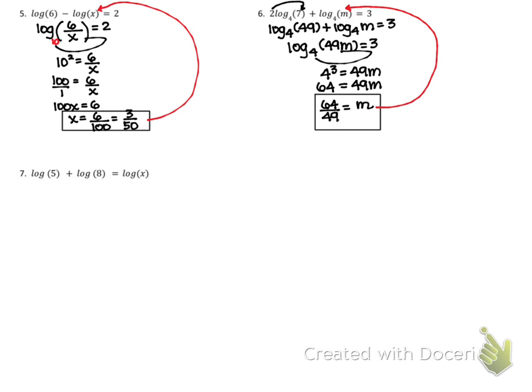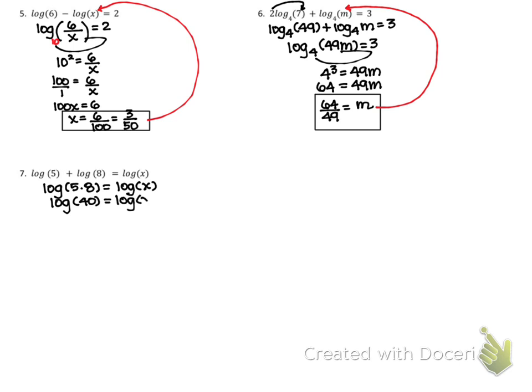Okay, let's take a look at the next one. I've got logs all over the place this time, which is fine. Let's pull the left side together. So this is log of, so I'm going to do 5 times 8. And this is log of x. Okay, so 5 times 8 is 40.